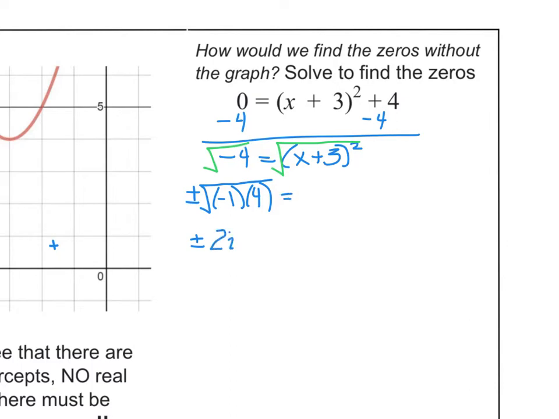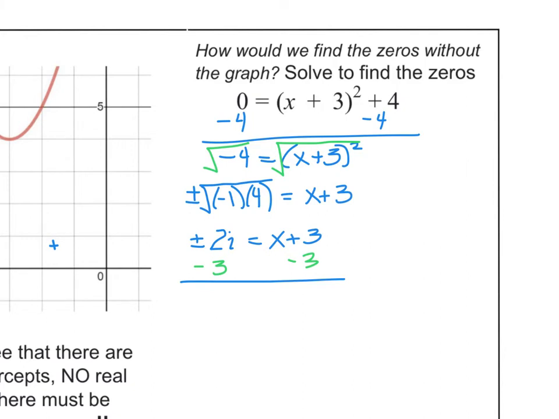On the right-hand side, we took the square root of something squared, and those just undo each other. So that means on the right-hand side, I have x plus 3. So I have plus or minus 2i equals x plus 3. Well, I'm pretty close to having x on a side by itself. I just need to go ahead and subtract 3 from each side. And because of that plus or minus, I'm going to go ahead and solve it with the plus or minus in there. But at that point, you could split it into 2 separate equations. And we'll come back to that in just a second.